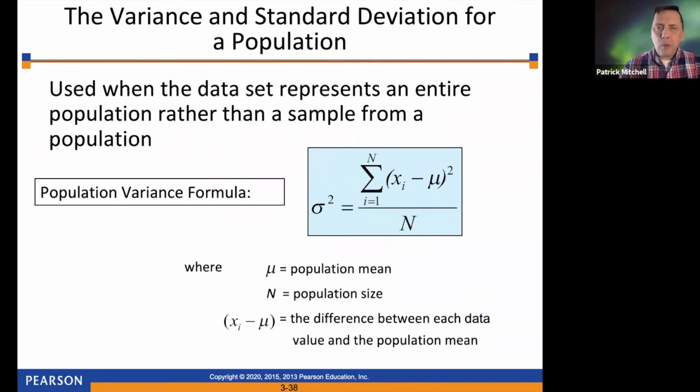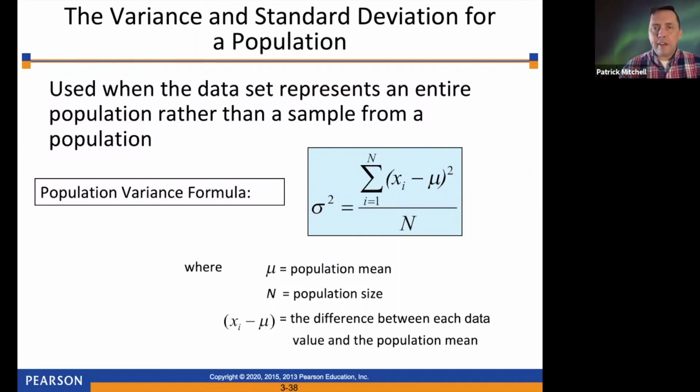Okay, we probably won't use this formula all that much. It's very similar. This is for the variance of a population. This is used when the data set represents an entire population rather than a sample. So really there's only two differences. Number one is notation. For populations in general, we usually use Greek letters. So instead of an s here, we use the Greek letter sigma. This is a lowercase sigma. And instead of x bar, we use mu, which remember from the last section is the population mean.